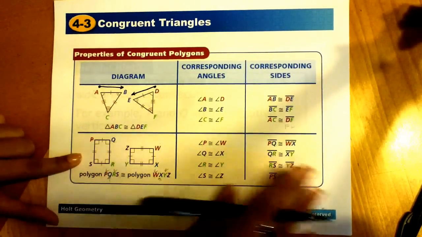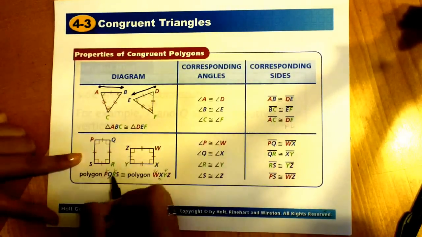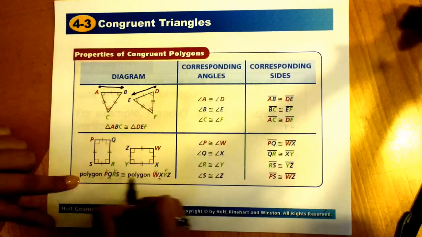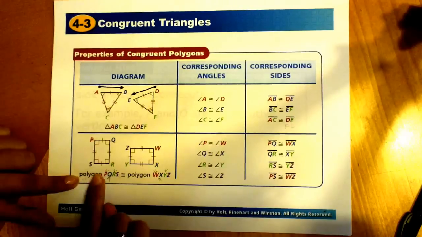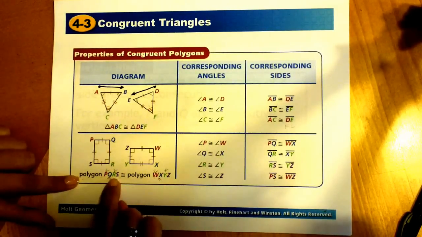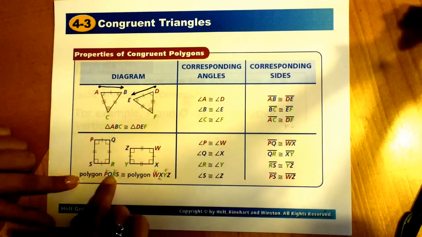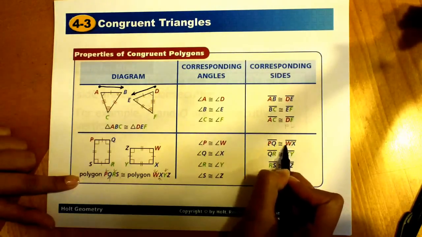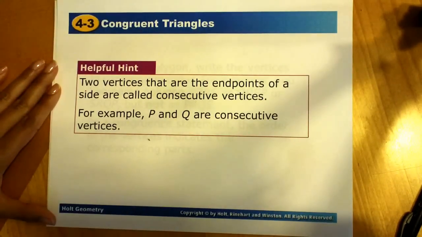Here I also have a rectangle, where one is upright and the other is lying on its side. Notice that all of the letters are color-coded. You can also tell by looking at the letters and the order that they're in which ones are congruent to each other. So P is congruent to W, that's why they're both red, Q to X, R to Y, and S to Z. So when I have two letters next to each other, PQ is congruent to WX. Basically the sides that match up.